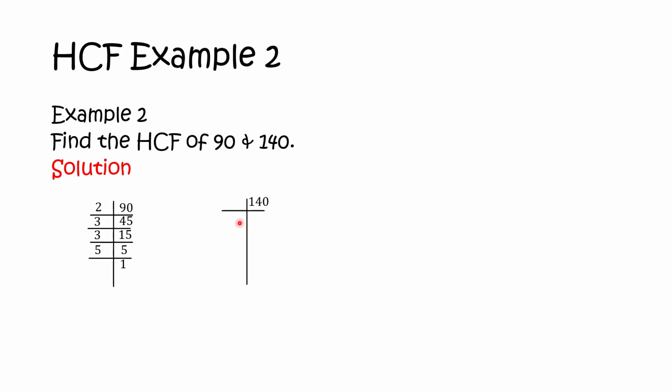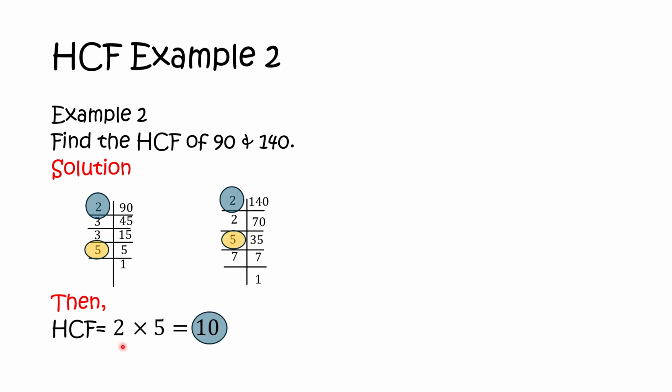Now we go on to 140. We divide by 2, we get 70. Divide by 2, 35. Divide by 5, we get 7. Divide by 7, we get 1. Right, we look for factors that appear in both numbers. 2 is one of them. Do we have any other? Yes, a 5. And then we multiply the 2 and the 5, we get 10. The process is easy and straightforward.